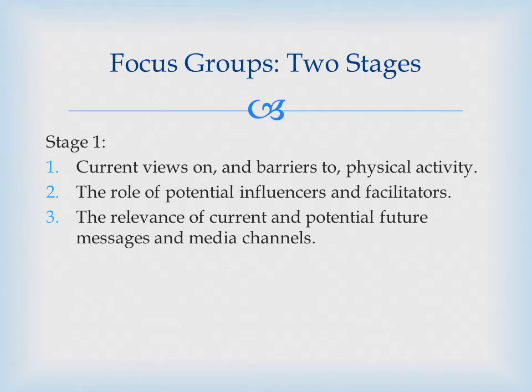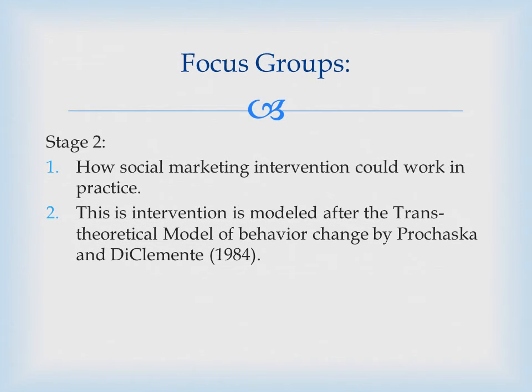The focus groups were divided into 2 stages. Stage 1 involved the current views on and barriers to physical activity. It also investigated the role of potential influences and facilitators. And it also involved the relevance of current and potential future messages and media channels. Stage 2 involved how social marketing interventions could work in practice.